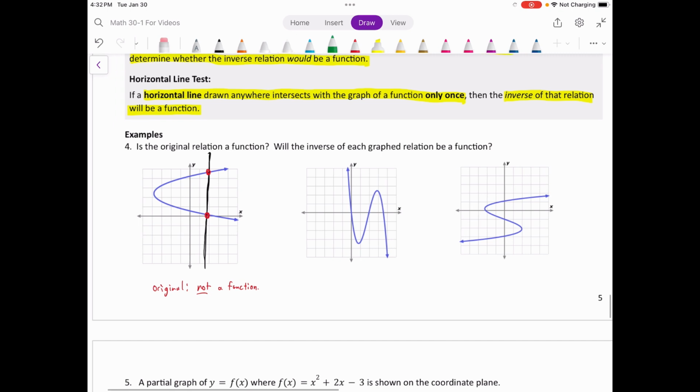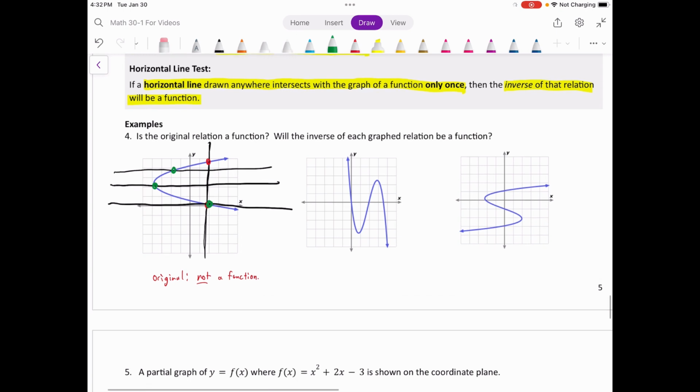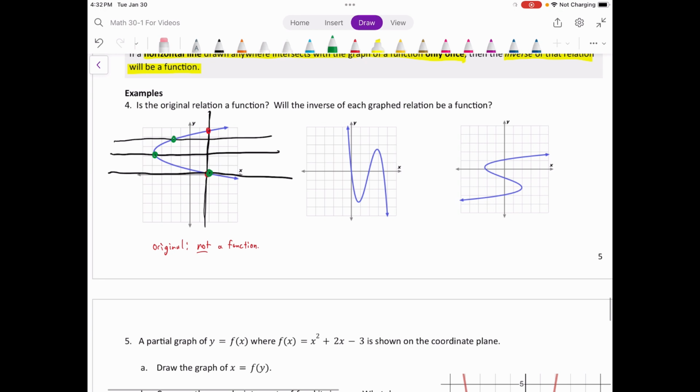Well, if I were to draw a horizontal line anywhere, it looks like we're only getting one intersection. So if I took the inverse of this, what would I end up with? The original is not a function, but the inverse would be a function.